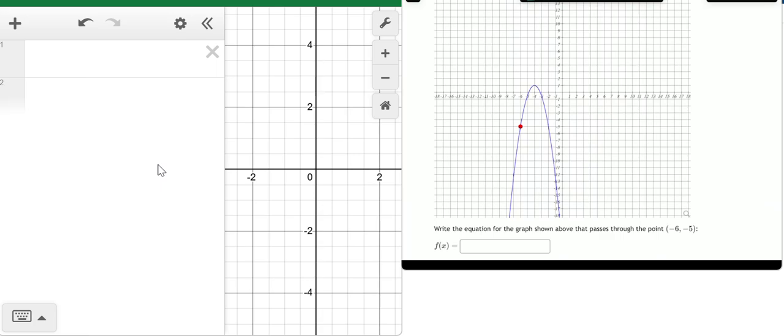Okay? So if you're given this graph here and you want to find the equation that represents the graph, you always need one more point than the degree of your function. So a quadratic is a degree of 2, right? It's x squared. Okay, so we need 3 points. If we can find 3 points on this graph, we can use Desmos to find the equation of that. So here's one given point, negative 6, negative 5, right? That's what was given to us.